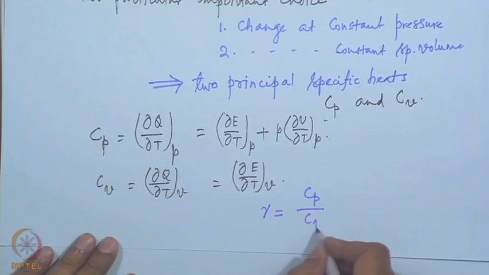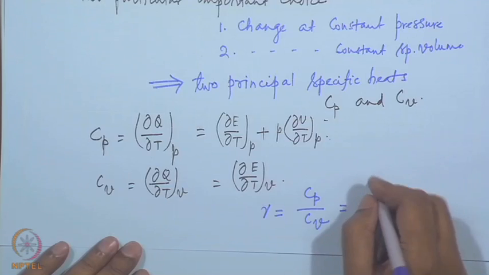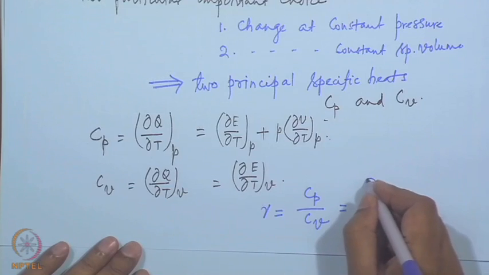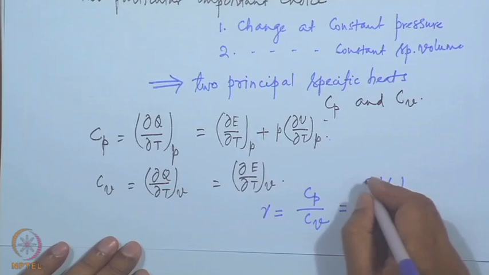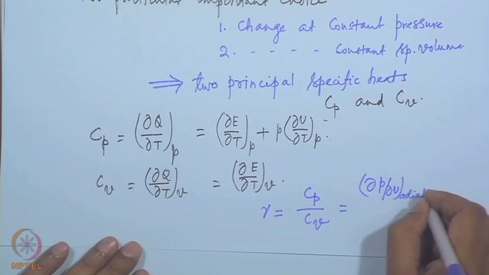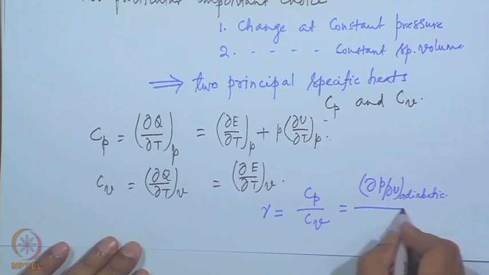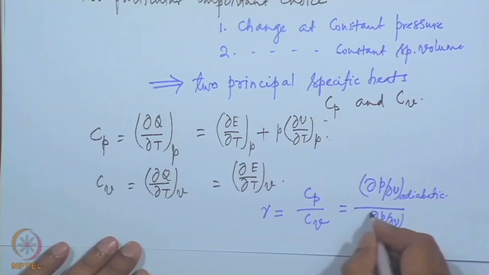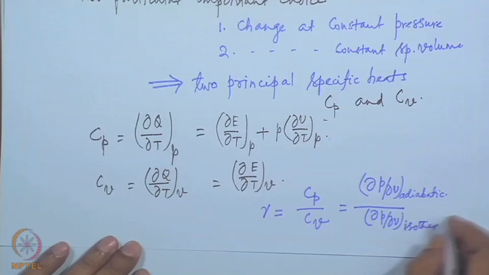Cp by Cv, which can be shown to be dP dV adiabatic by dP dV isothermal.